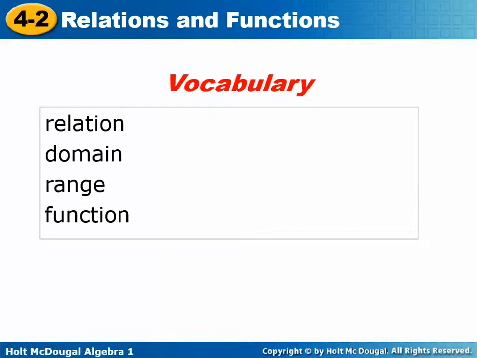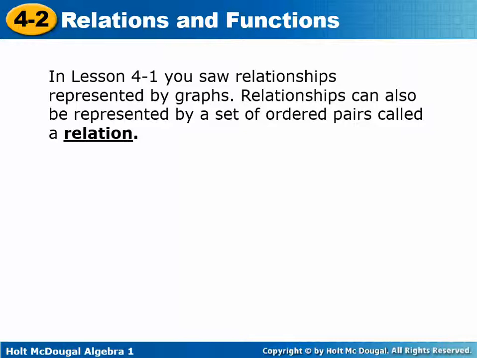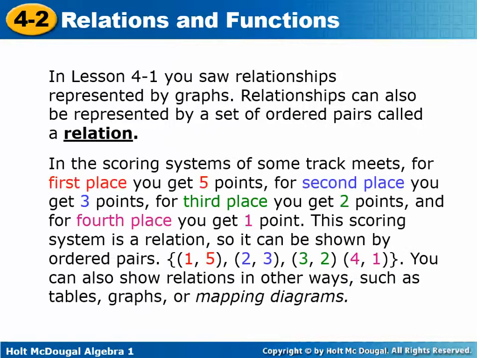Vocabulary that's important is relation, domain, range, and function. A relation is what you saw in 4.1. It's just a set of ordered pairs or a graph. It's really any kind of relationship between x and y. Nothing special has to happen in order to be a relation.